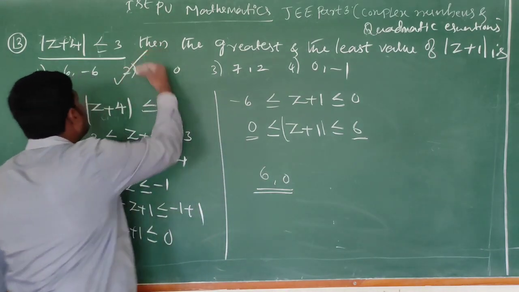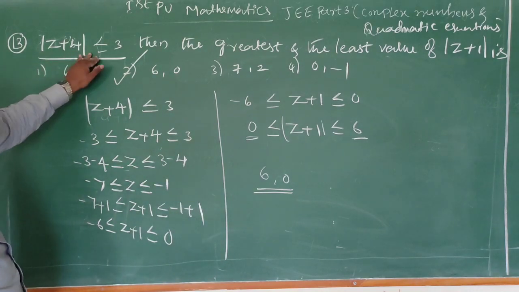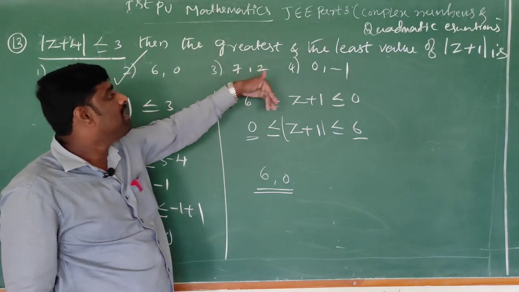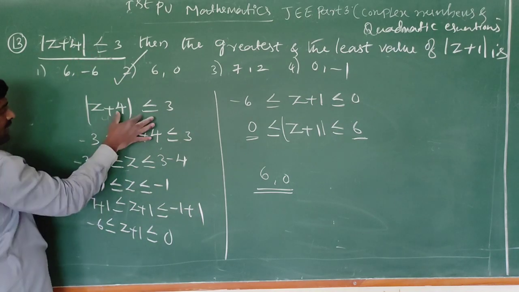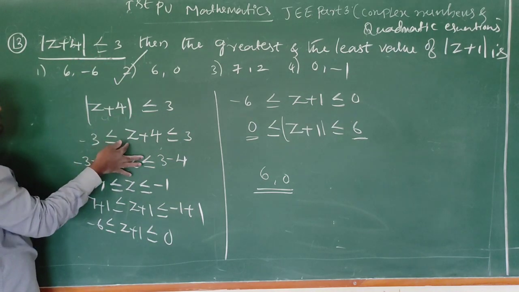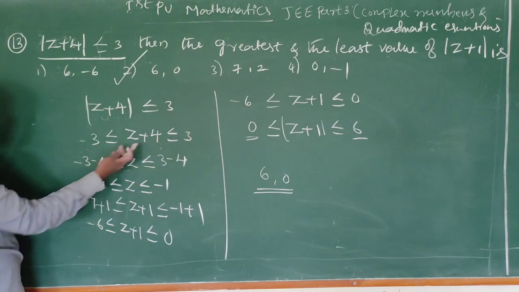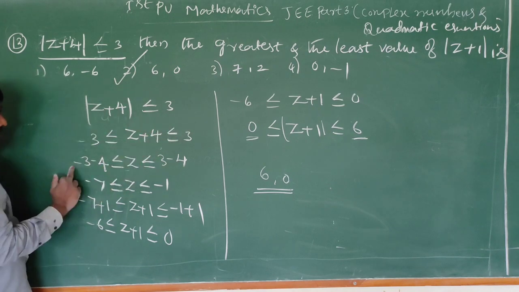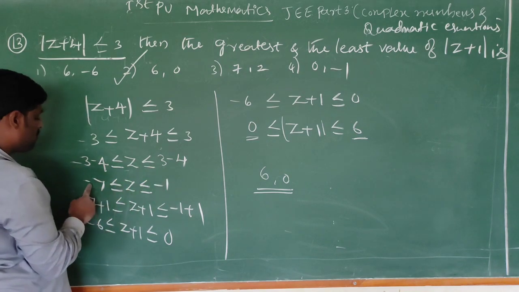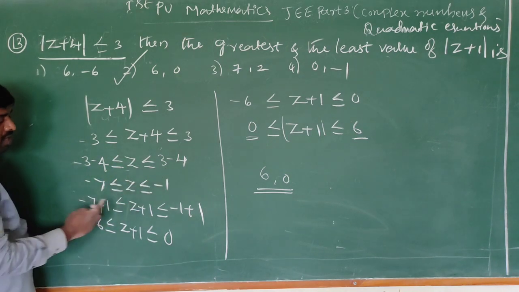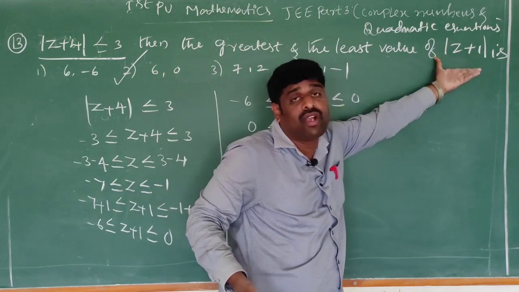That means second option. Observe once again, modulus of z plus 4 less than or equal to 3, then the greatest and least value of modulus of z plus 1. Take this condition as it is. This is nothing but minus 3 less than or equal to z plus 4 less than or equal to 3. This 4 shifts to this side and this side. Minus 3 minus 4 less than or equal to z less than or equal to 3 minus 4, which is minus 7 less than or equal to z less than or equal to minus 1. I have to find this value, so for this I have to find greatest and least.